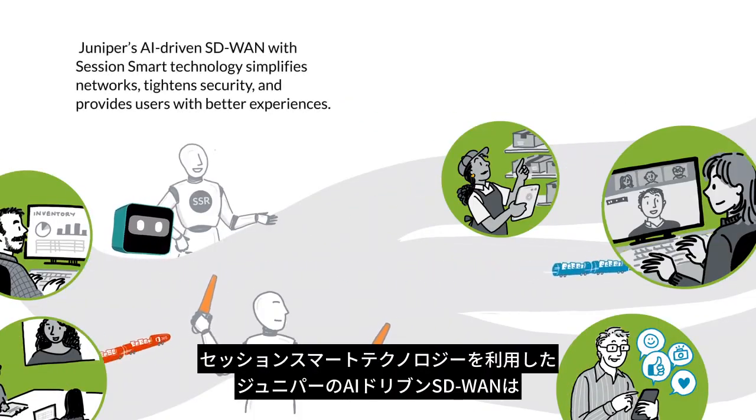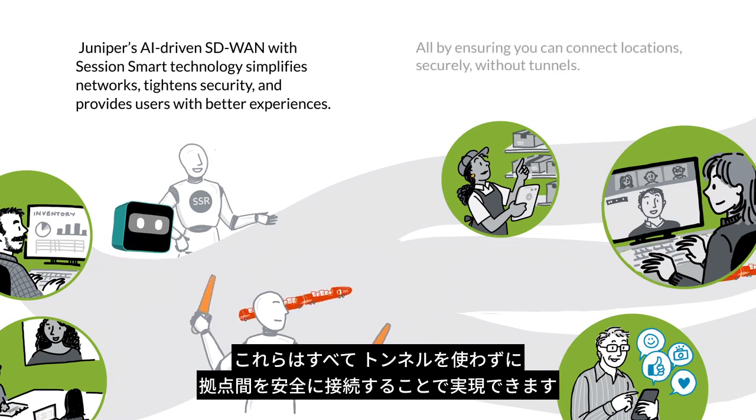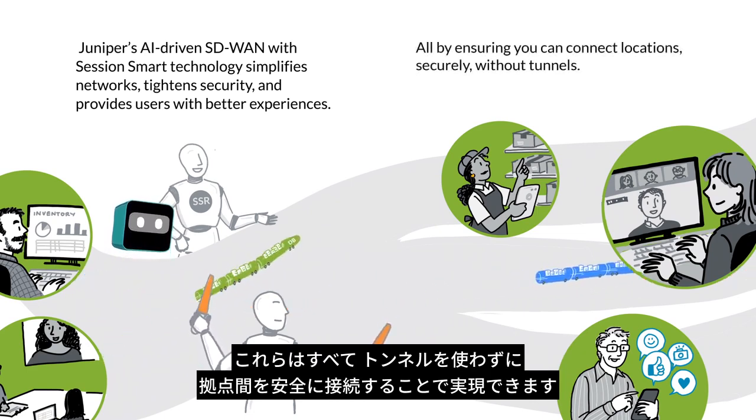Juniper's AI-driven SD-WAN with Session Smart technology simplifies networks, tightens security, and provides users with better experiences, all by ensuring you can connect locations securely without tunnels.